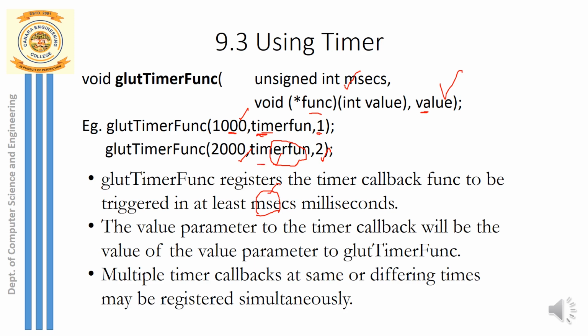Okay, so the next value parameter here, that is the third value to the timer callback, will be the value of the value parameter to glutTimerFunc. So it's nothing but an integer value, all that it means. Okay, so multiple timer callback functions you can pass, same timing you can give here or different timings you can pass, but remember this third value you should pass different.